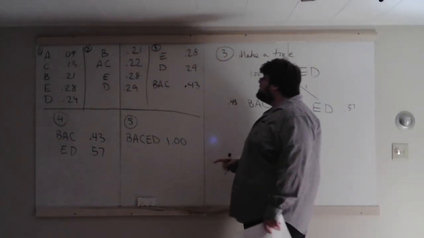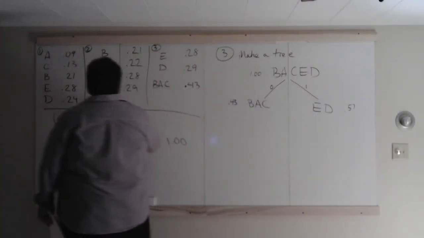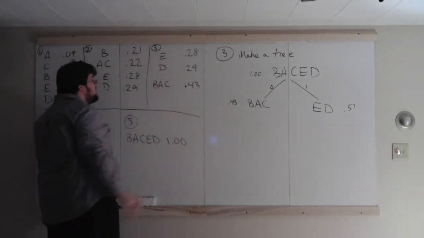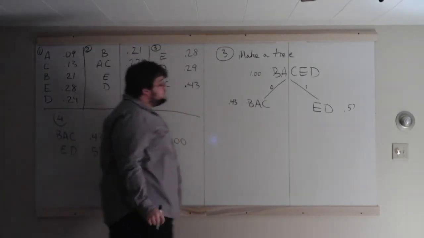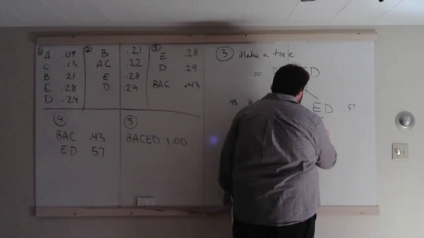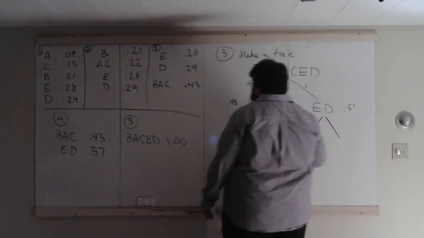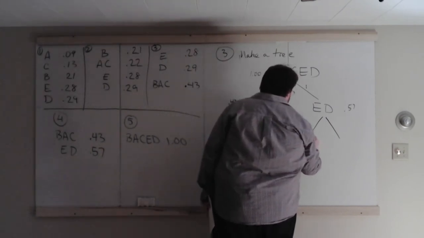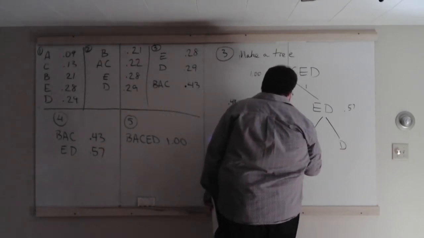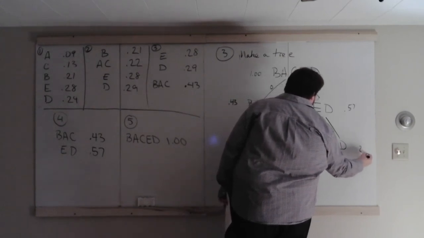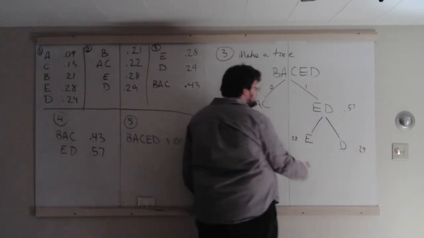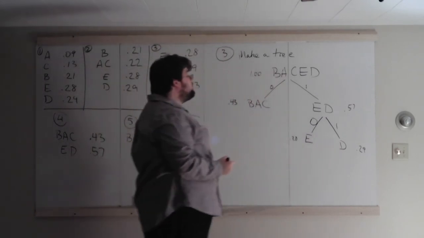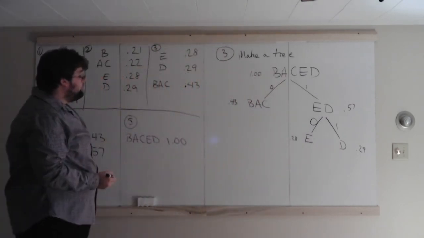BAC gets broken down in step 2. So step 3 is where E and D were combined. So next thing we'll do is work backwards from E and D. E and D broke like that. E is lower than D. E was what, 0.28? D was 0.29. 0.28 is less than 0.29. So we put a 0 there, and we put a 1 there.